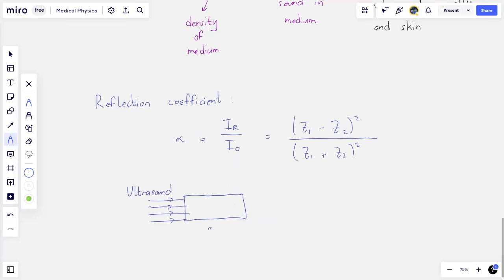And so I have a sample, whatever the sample may be, and the incident intensity is I naught, and whatever is reflected from the sample is IR. That's the intensity that's reflected from the sample. So that's a very simplified diagram of what's happening.